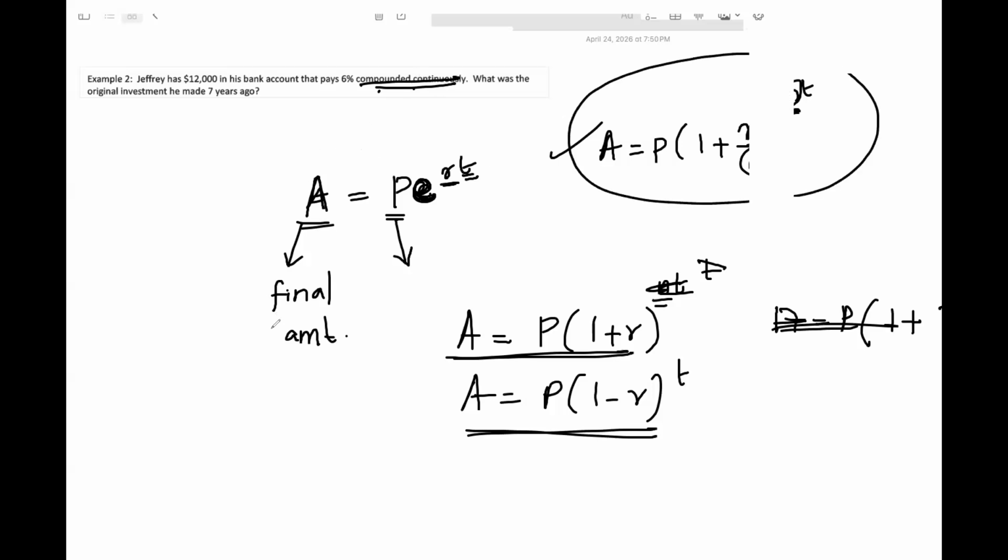If it is compounded continuously, this formula reduces to e power of RT. P remains as it is, but the 1 plus R by N, power NT, reduces to e power of RT. That is why the formula changes for compounding continuously. If it is N times a year, this holds good. If it is 1 time a year, this holds good.